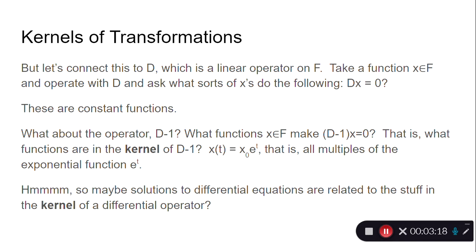Consider another operator, D minus 1. What kinds of functions, x in F, are sent to 0 under this transformation? (D minus 1) x equals 0. So, in other words, what's in the kernel of D minus 1? Well, in the previous video, we went over this type of equation. This type of equation gives exponentials. And this is just e to the t. So every multiple of e to the t is in the kernel of D minus 1.